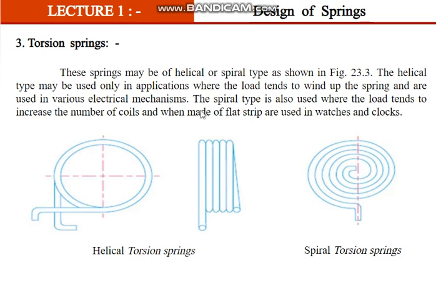And also your punching machine, the machine that punches paper, you can see this kind of torsion spring in it. The spiral type is also used where the load tends to increase the number of coils, and when made of flat strip, they are used in watches and clocks. This can be made of circular wire also, or if it is made of thin flat strips, then it is used in watches and clocks. See some of the pictures I showed you initially.